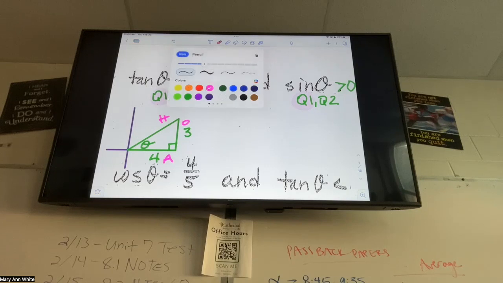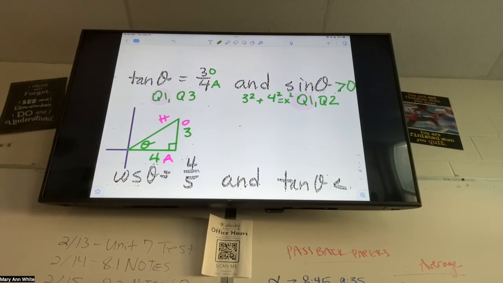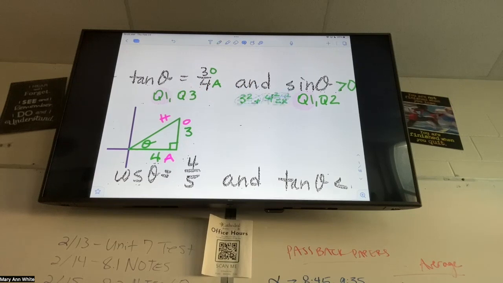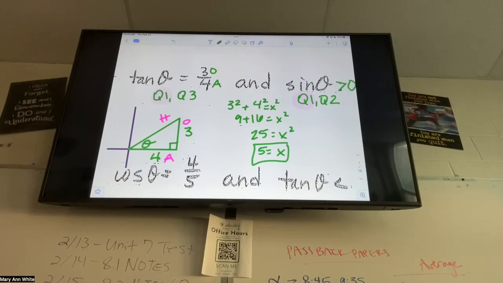Let's do it. 3 squared plus 4 squared equals x squared. 9 plus 16 equals x squared. 25 equals x squared, square root, 5. Nice. We love a whole number as my answer. Now I've got my triangle figured out. Should any of those parts be negative? Did I mislabel anything yet? No. It's all good, right?